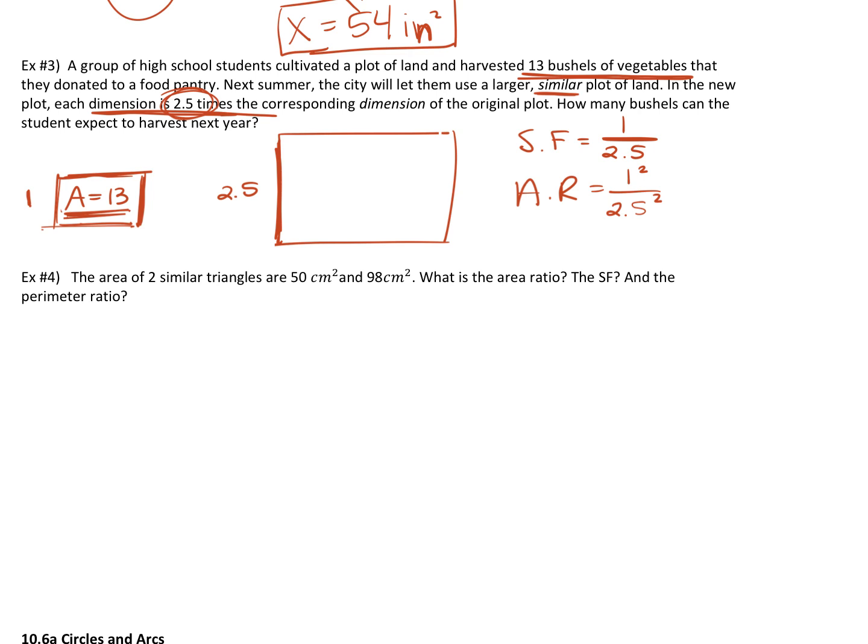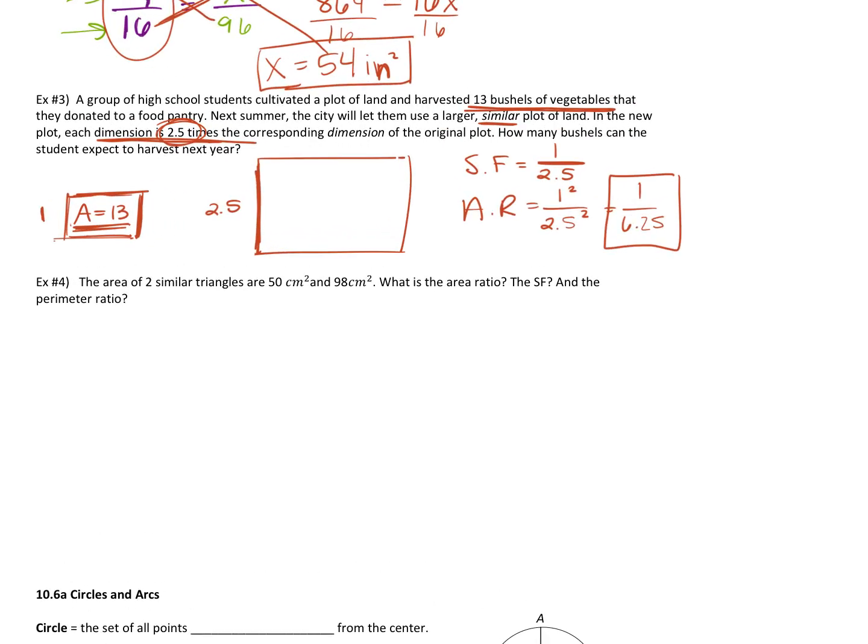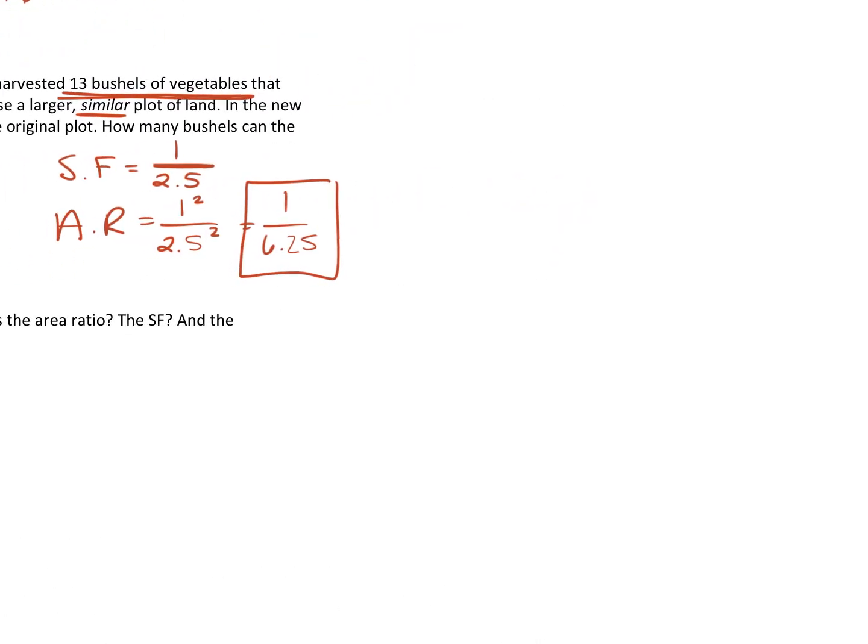Okay? So if you plug that in separately, 1 squared is 1. 2.5 squared is 6.25. Okay, so this is your area ratio. You're going to set up a proportion. Okay, 1 to 6.25.